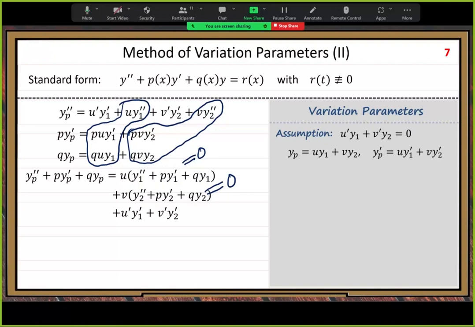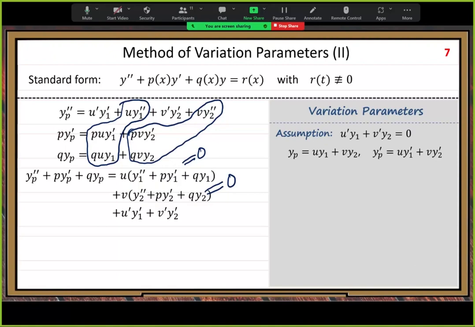Can you get this simplification step? Homogeneous assumption. Any question? If you cannot understand, you ask me a question. What's allowing us to equal 0 again? Here, nothing to do with UV. For any UV, this parenthesis must be 0, that parenthesis must be 0.